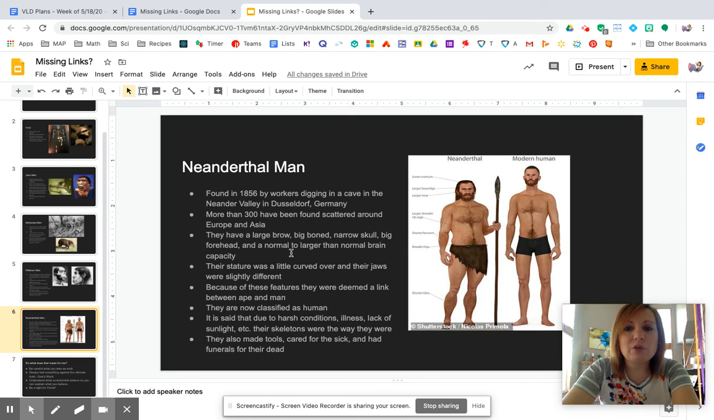Some of the other stuff found with their skeletons: they made tools. They cared for the sick. There were bones that were healed that people cared for and casted and splinted. They had funerals for their dead. They buried them. Animals don't do that. So Neanderthal Man is not a missing link, but rather a subgroup of humans that lived somewhere else, okay, and just have different body features.